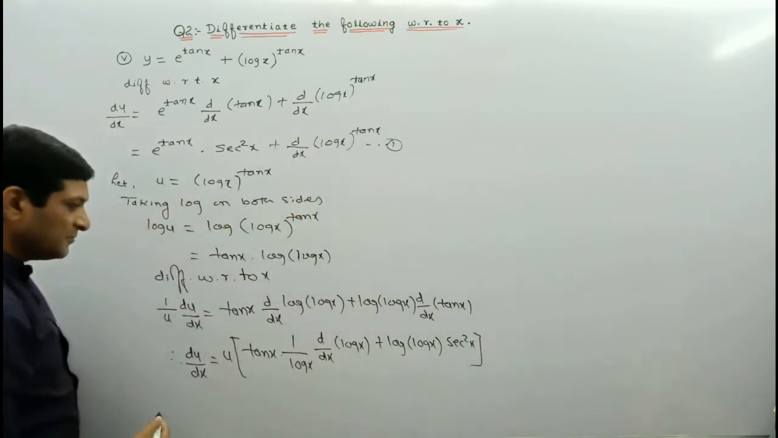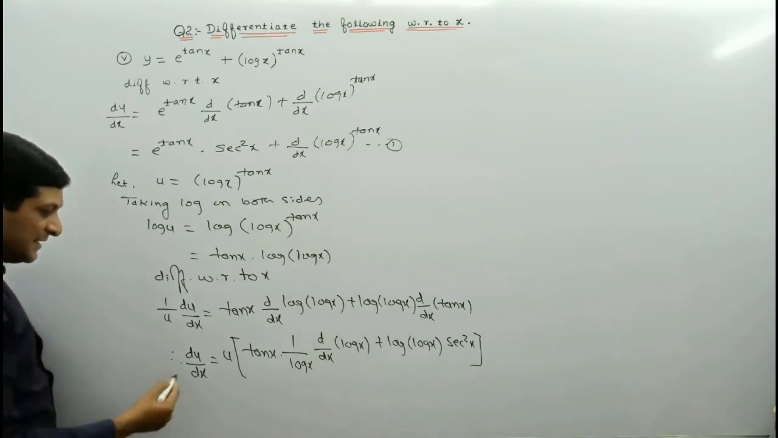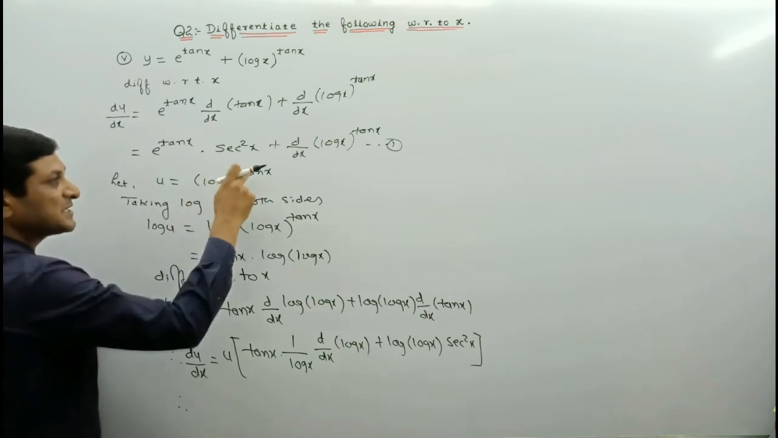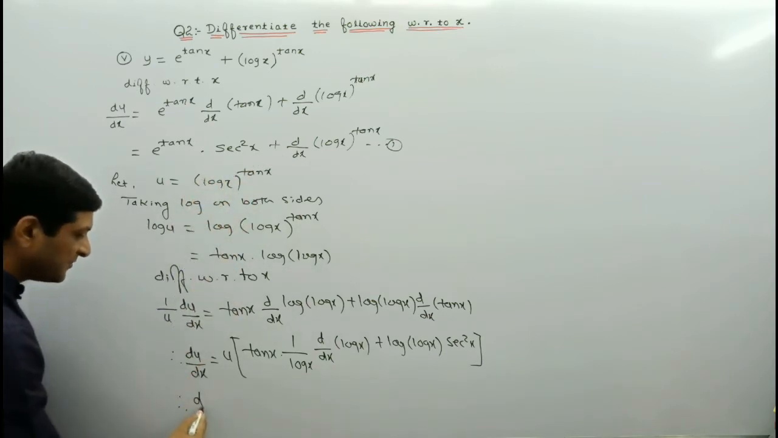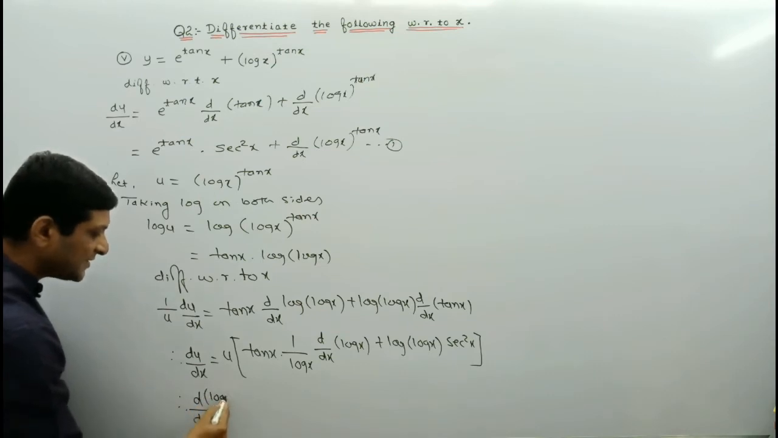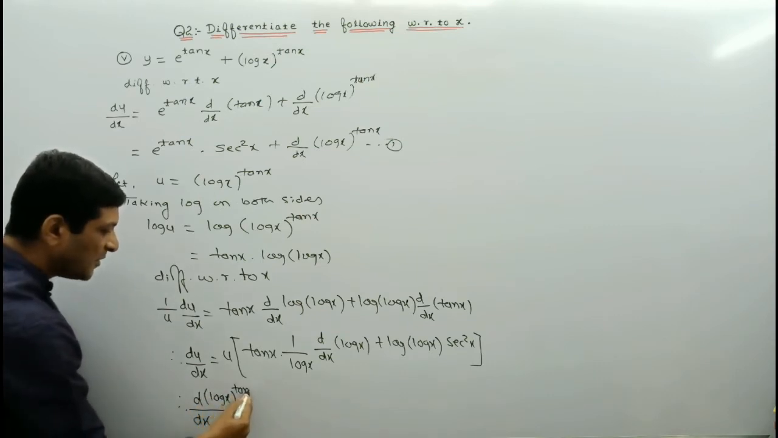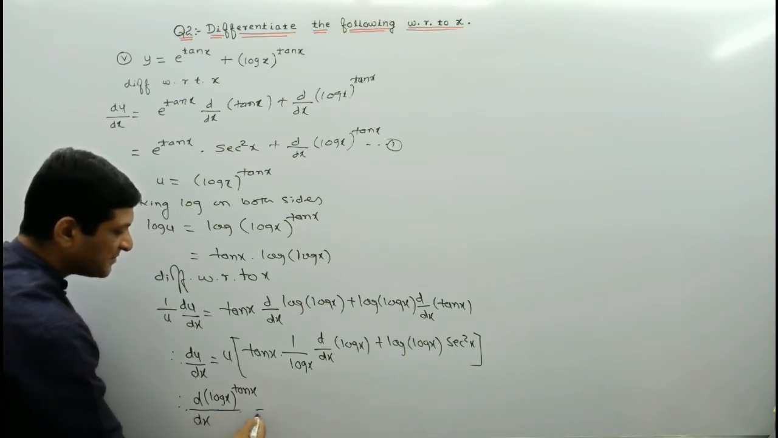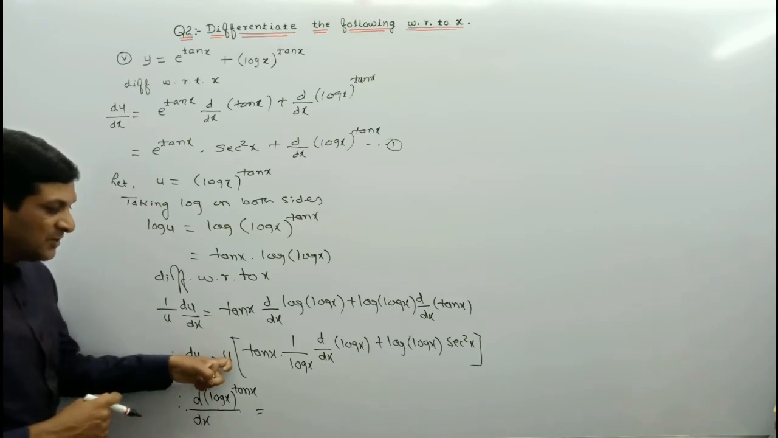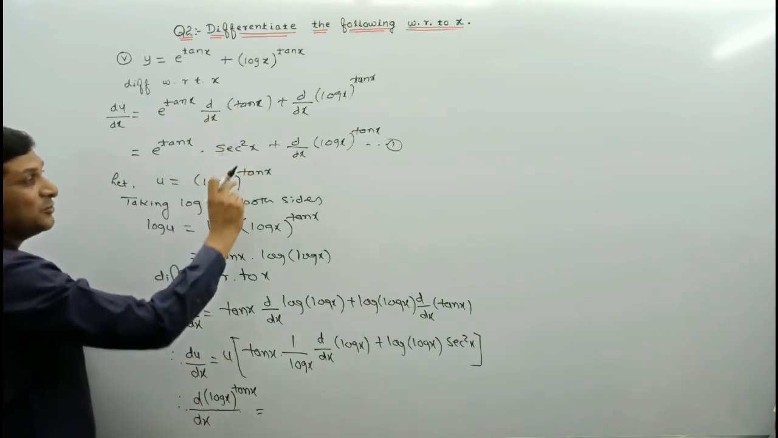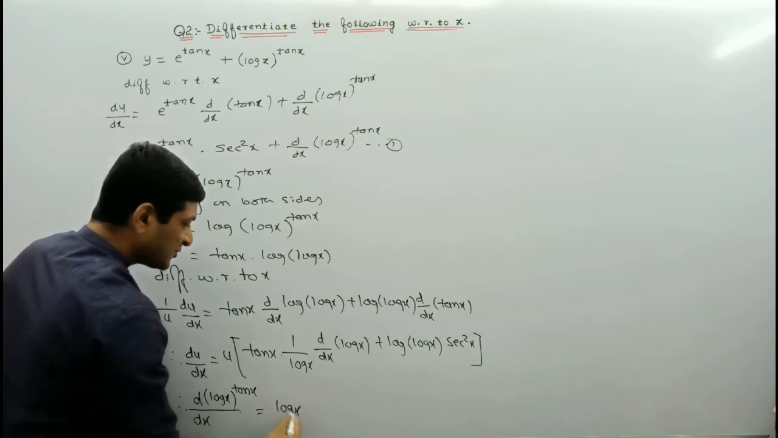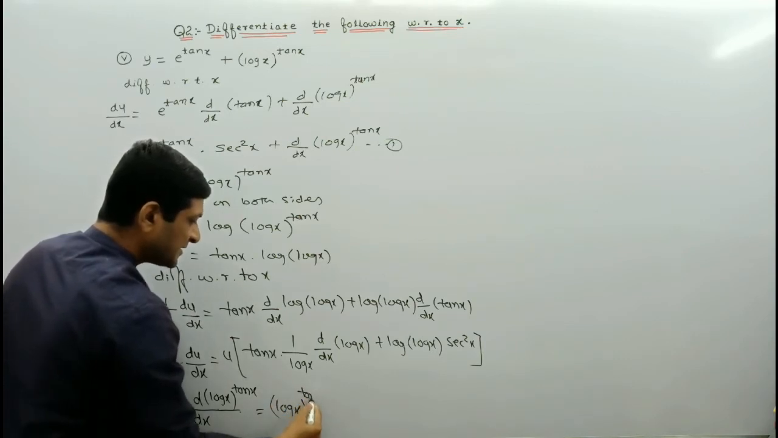So now we are replacing u by its value. What is the value of u here? Log x raised to power tan x. So here we will get d by dx of log x raised to power tan x. On the left hand side we have substituted the value of u. In the same way, this u we are again replacing by its value on right hand side. What is the value of u here? Log x raised to power tan x.